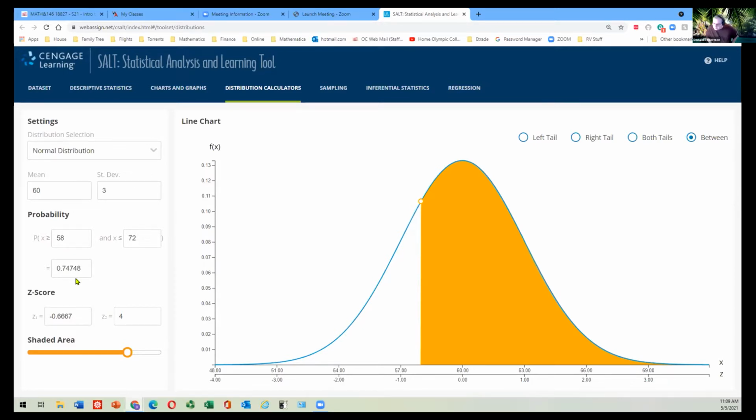Would you agree that intuitively SALT is pretty clear about what you need to do to get the answers that you're looking for, right? Just leave that as normal. I can't see a reason why you want to change that. Put in the mean and standard deviation, and it depends on left, right, or between.